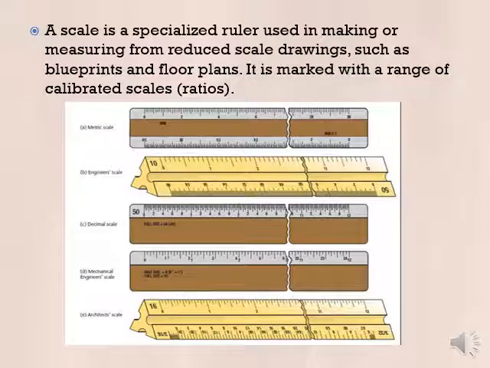There are special tools called scales, and a scale is a specialized ruler used in making or measuring from reduced scale drawings, such as blueprints and floor plans. And it's marked with a range of calibrated scales or ratios. There's different kinds, and in lesson number 6, we'll be looking at the metric scale and the architect's scale.